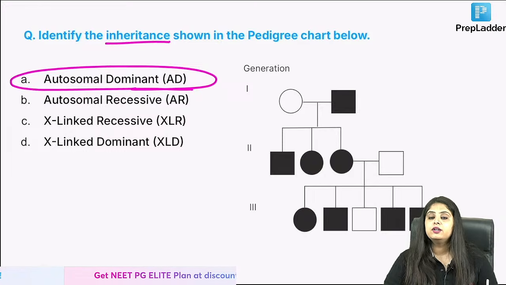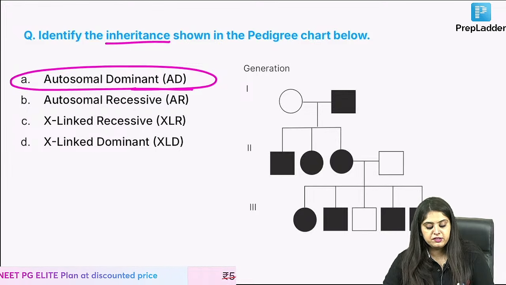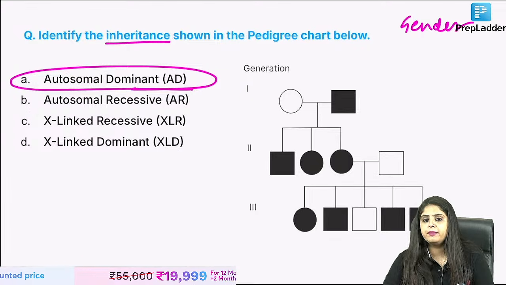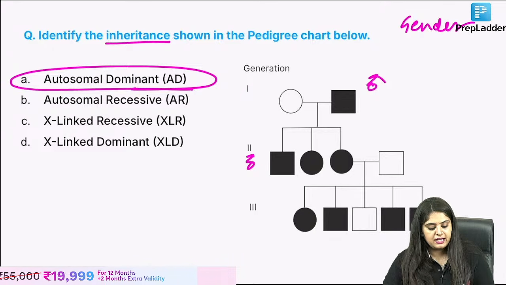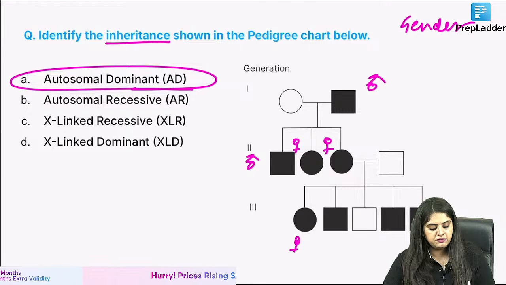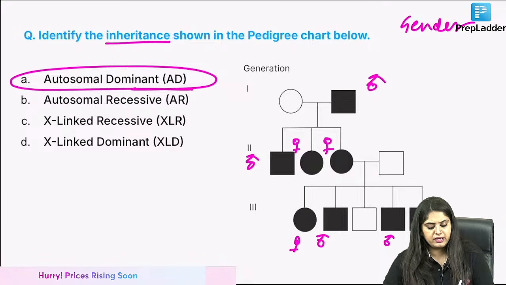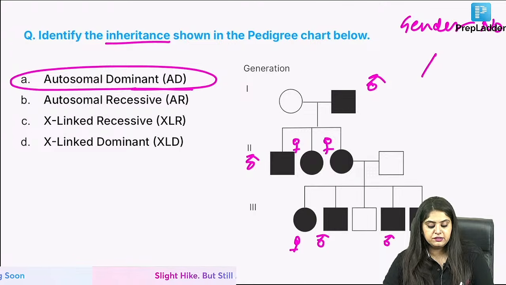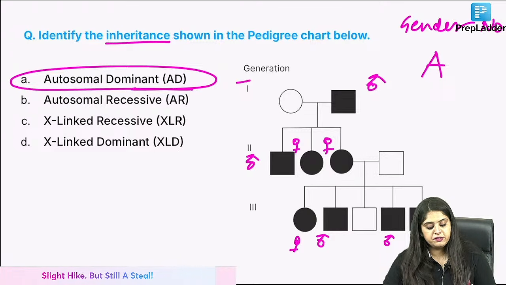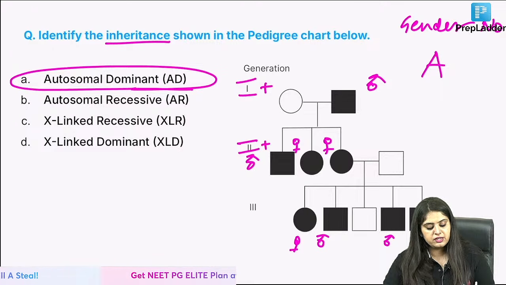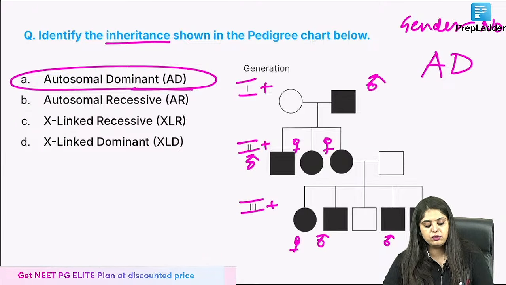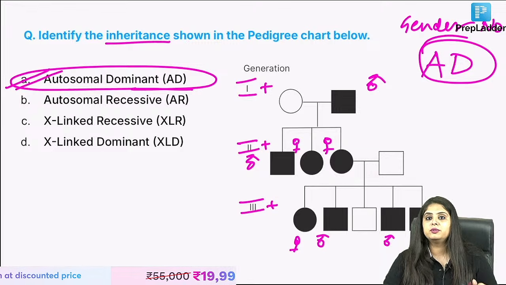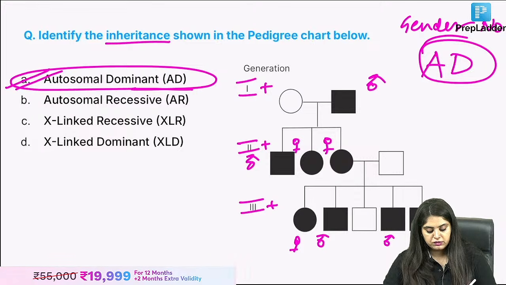When in doubt, you go for the 2G rule. So ma'am, the first G tells me gender. Is there a gender bias? Male has the disease, male has the disease, female has the disease, female, male, male. Everyone has the disease. There is no gender bias. This is autosomal. Now generation. First generation has the disease, second generation has the disease, third generation has the disease, all generations have the disease: autosomal dominant.